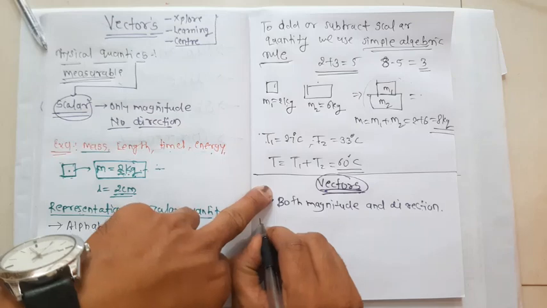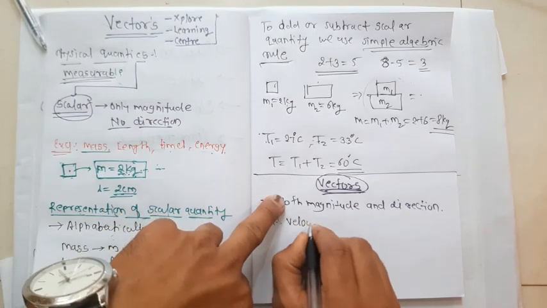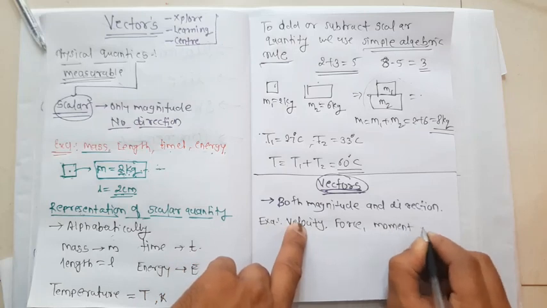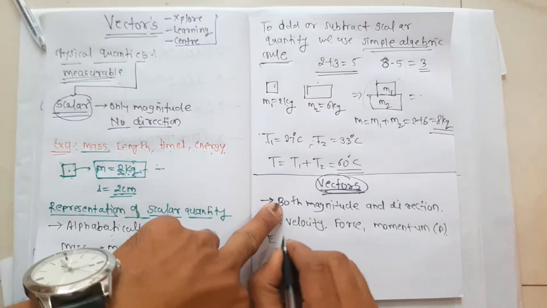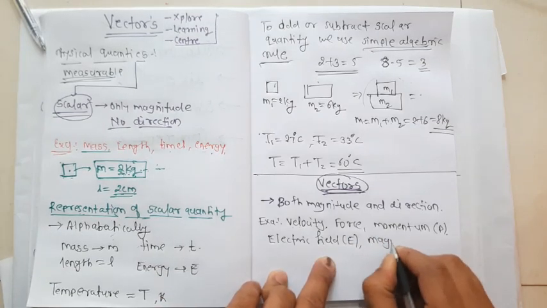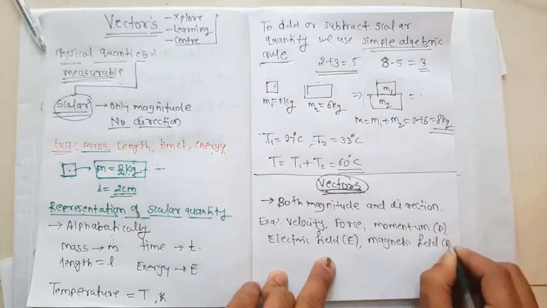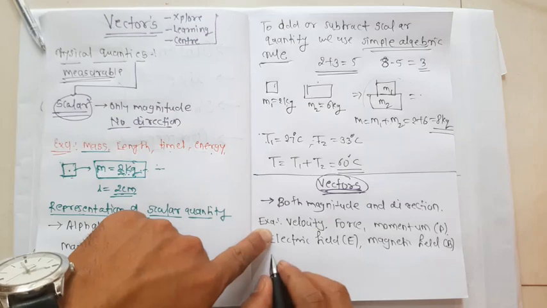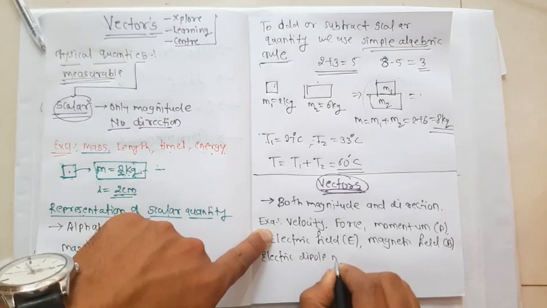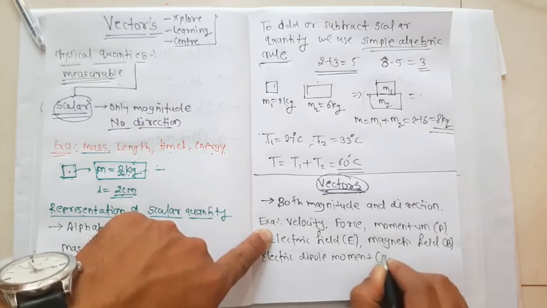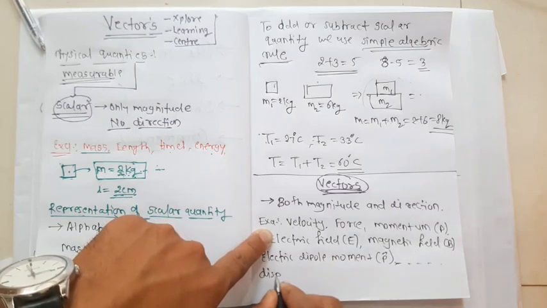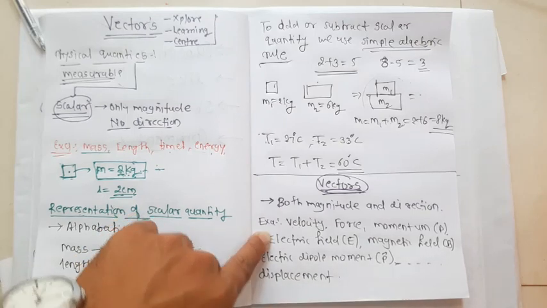So examples you can have are velocity, force, momentum, which is represented by P, the electric field, which is capital E, the magnetic field, which is capital B, and the electric dipole moment, which is also represented by P. There is also displacement, already told you. Displacement is also a vector quantity.